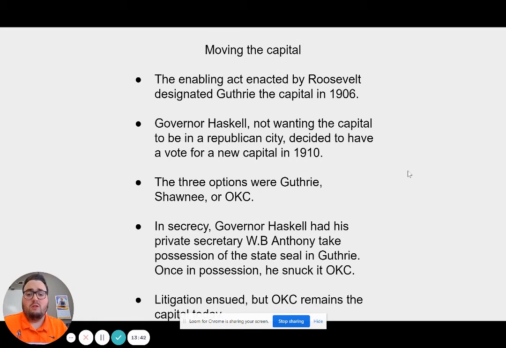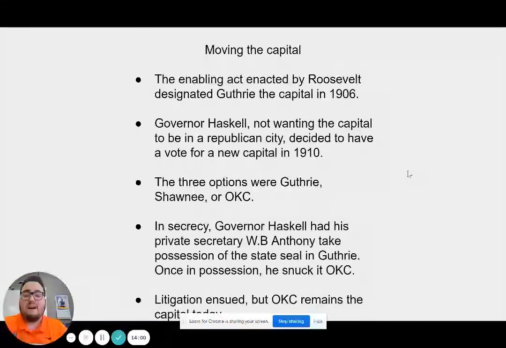And so Oklahoma City eventually wins that vote, but it's contested. Not a lot of people agree with the practices that Governor Haskell has been using, so a lot of people are not in favor of moving the capital. If this would not have happened, Guthrie would have been our capital. That would have been a whole different thing.